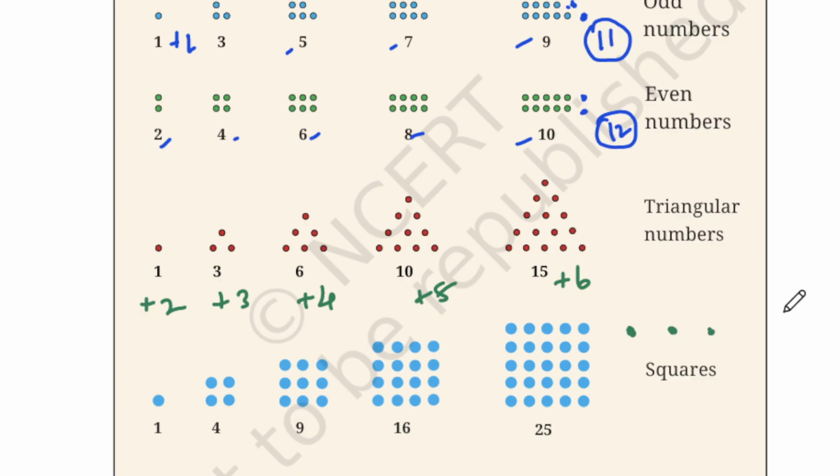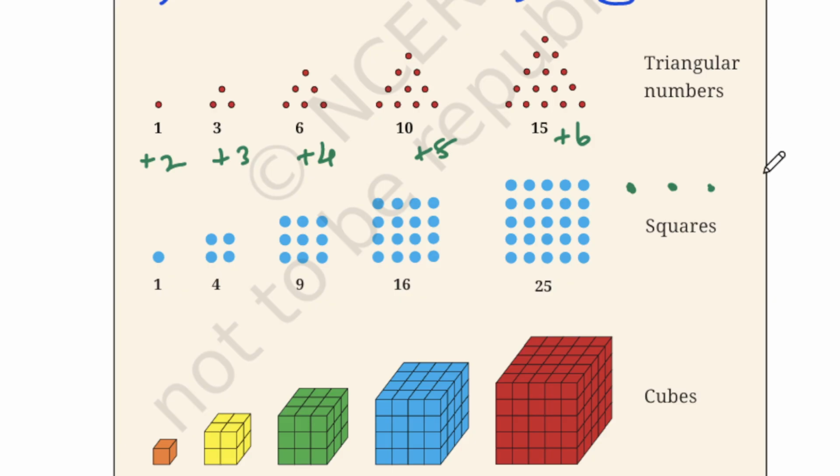3, 4, 5, 6. So 1, 2, 3, 4, 5. 1, 2, 3, 4. 1, 2, 3, 1, 2 and 1. So 5, 4 is 9, 10, 11, 12, 13, 14, 15, 16, 17, 18, 19, 20, 21.